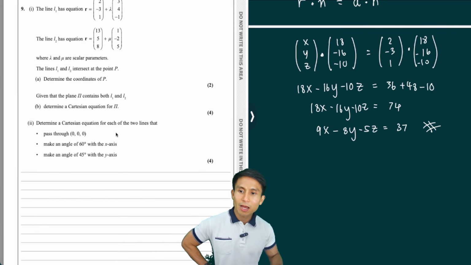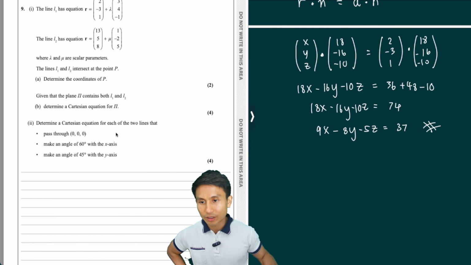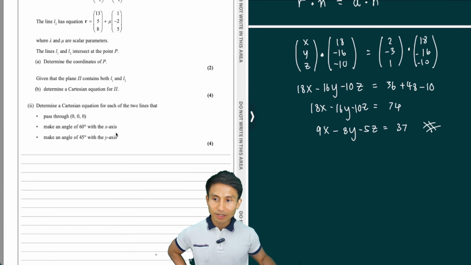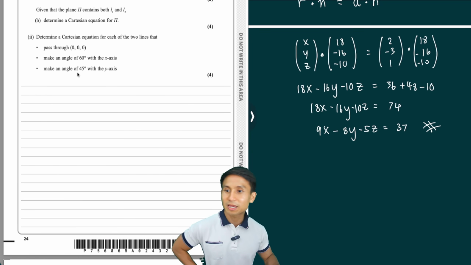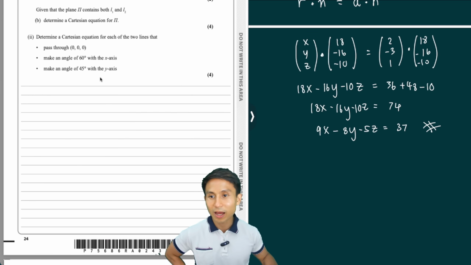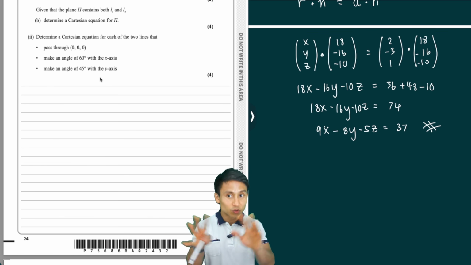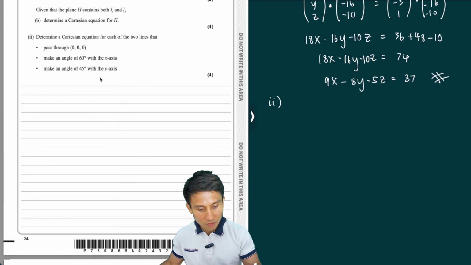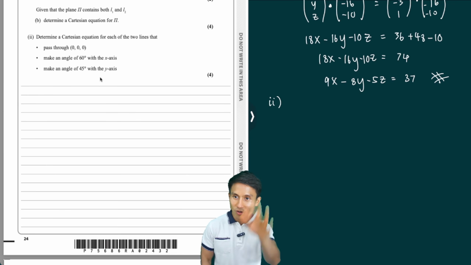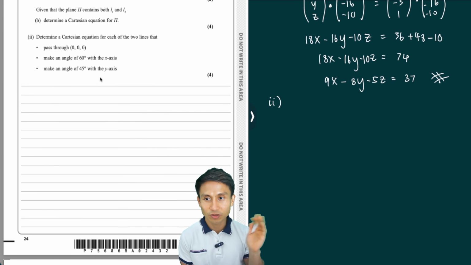Now part II here: determine the Cartesian equation for each of the 2 lines that pass through 0, 0, 0, make an angle of 60 degrees with the x-axis and make an angle of 45 degrees with the y-axis. So these are two new lines now, it's not L1 and L2. There are three things we need to work on, passing through 0, 0, 0.